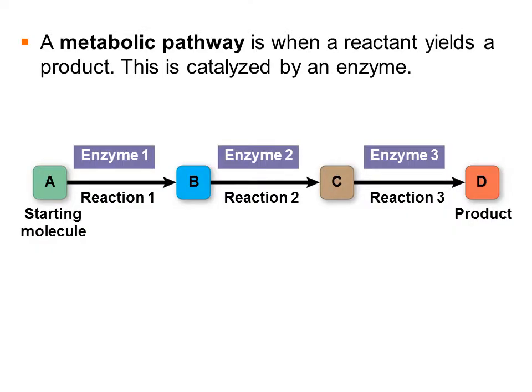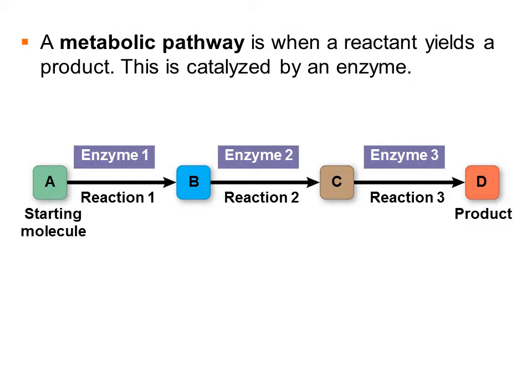A metabolic pathway is when a reactant yields a product. This is catalyzed by an enzyme. So if we look at our image below, this is a metabolic pathway. We have reactant A, which will become product B. This is catalyzed by enzyme 1.